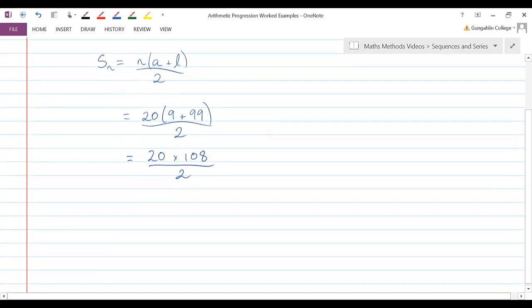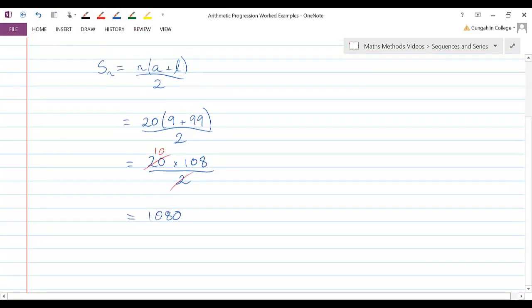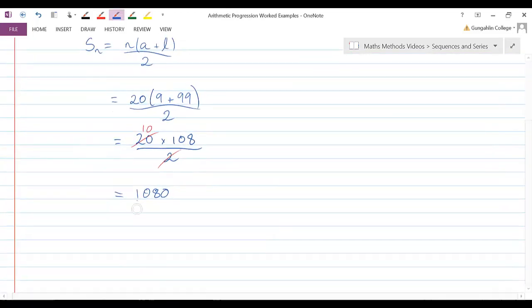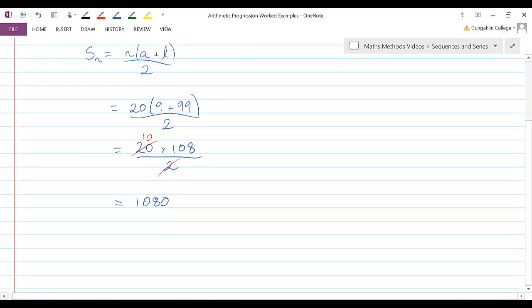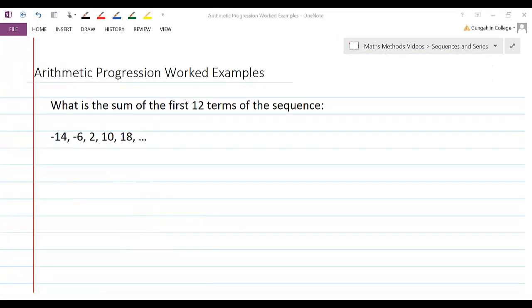Could grab a calculator out, but we can actually be a bit smarter with this one. If rather than multiplying here, we actually do this cancelling first, 20 divided by 2 is going to be 10. And then multiplying by 10 is nice and easy, so we're going to get 180. So rather than have to add 20 numbers together mechanically, we can simply use this formula, and in 3 steps we can get out an answer for this sum as being 1080.